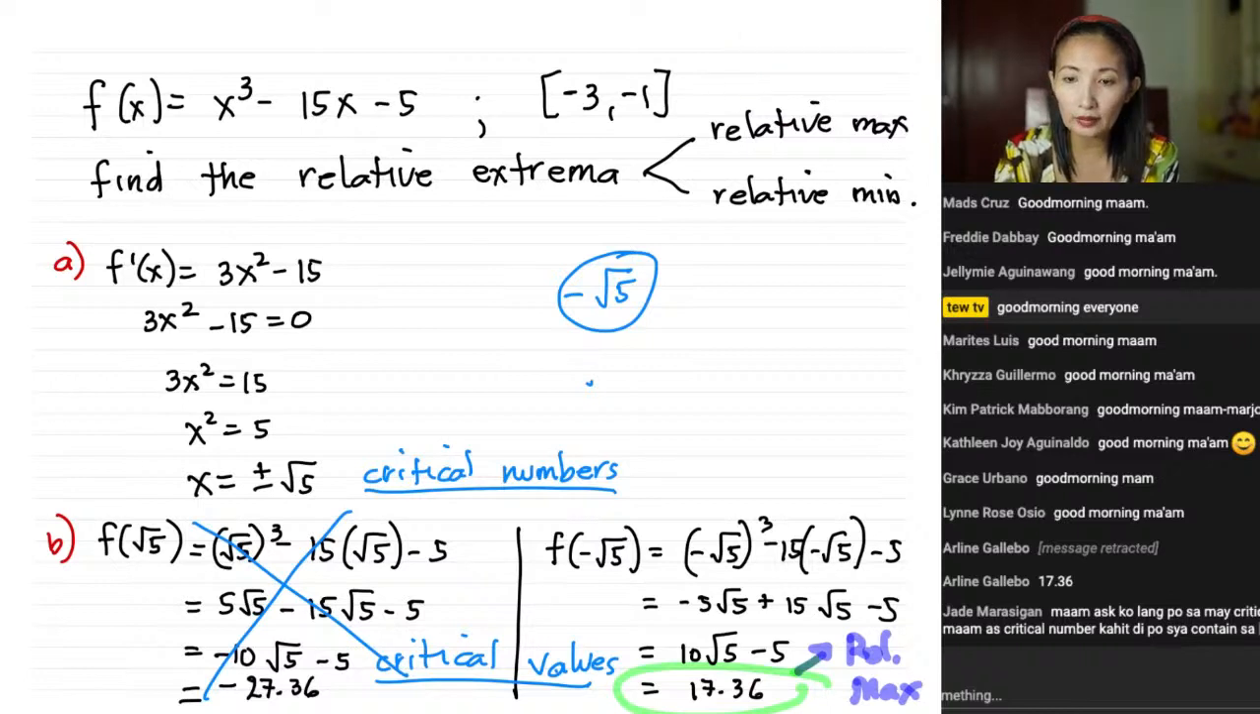Did you get the point, Jade? Did you get this point?